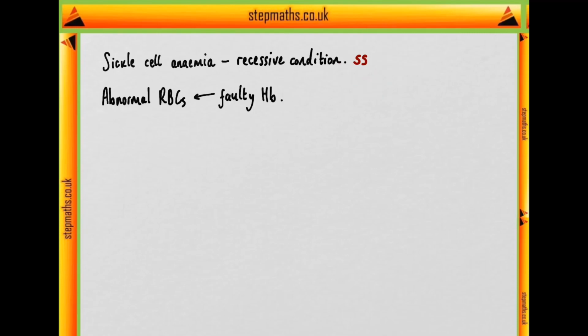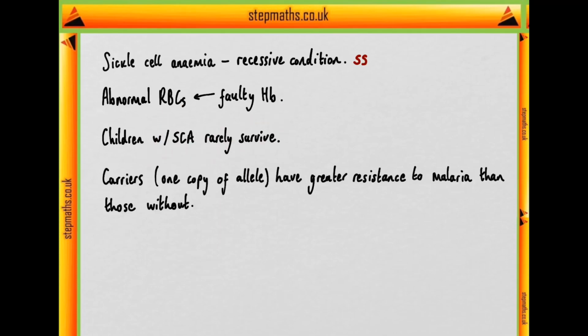Okay, we're told that the condition results in abnormally shaped red blood cells, and this is because of the production of a faulty form of hemoglobin, or HB. Children with sickle cell anemia, which I've abbreviated to SCA, rarely survive to adulthood without significant intervention.